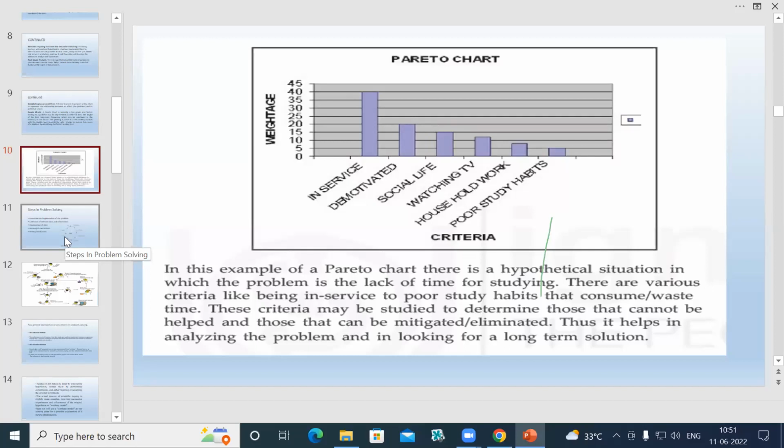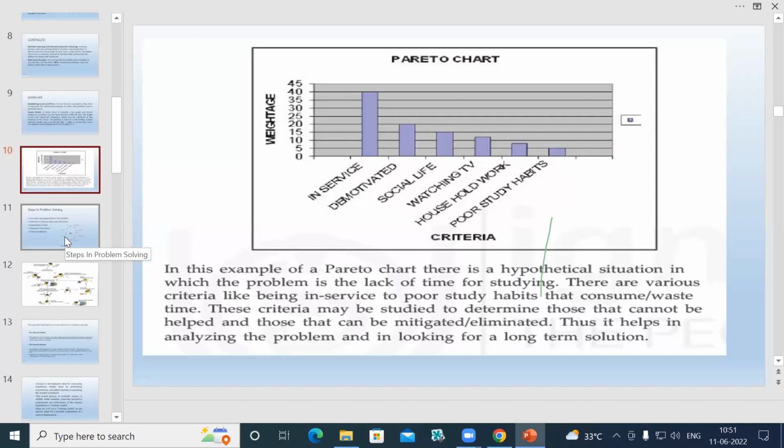Okay. So why is the student not having time? They are lacking time for studying. So there are various criteria like being in service, poor study habits, that sometimes they may feel demotivated, there are some social life issues, they watch television very much, they are involved with social media, they may have household work, so poor study habits they are having. So these are the criteria which are represented on this bar graph.